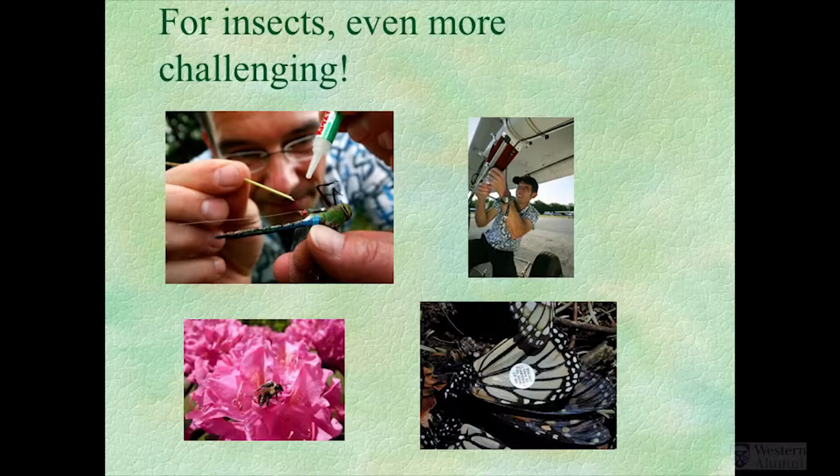Can't do anything with those data. So for very small organisms, it's a big problem. All right, so I told you I'm getting to monarchs. We can put tags on monarchs too, and many of you will know about this program, Monarch Watch. You can even put little transmitters on bees.